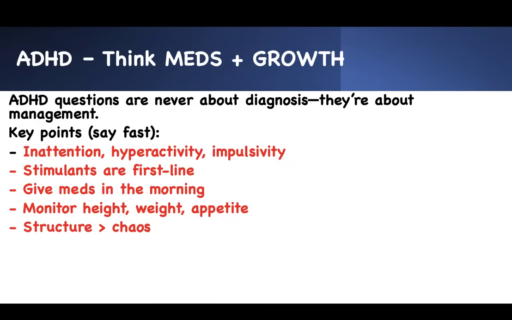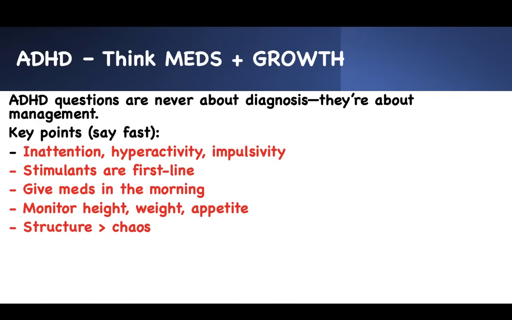Write it down. You give the medication in the morning because it's going to keep the kid awake all day. Therefore, if you give it after 6 o'clock, the kid is not going to sleep. So that's a trap. Give it in the morning. This is a stimulant. It causes the kid not to eat, decreased appetite. Therefore, growth retardation is a big problem.